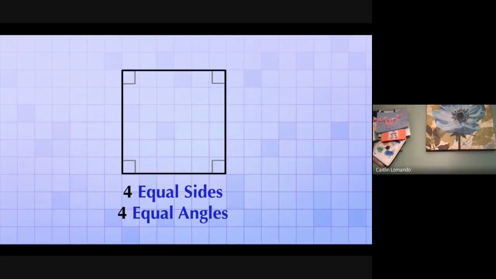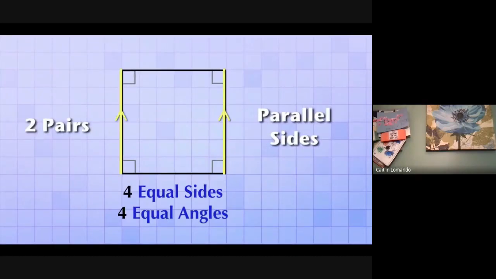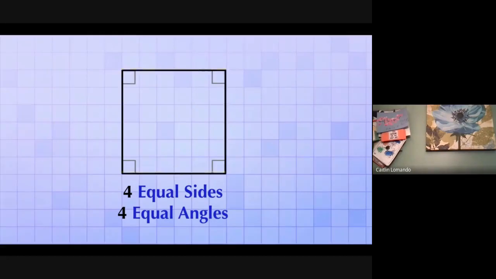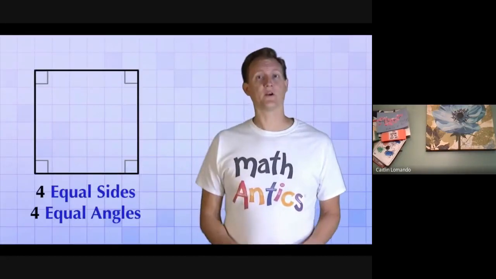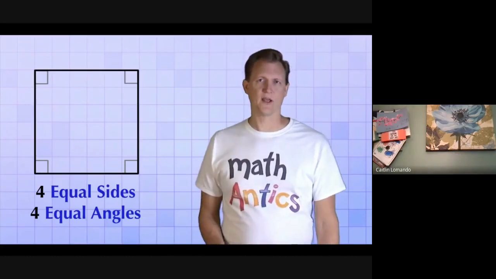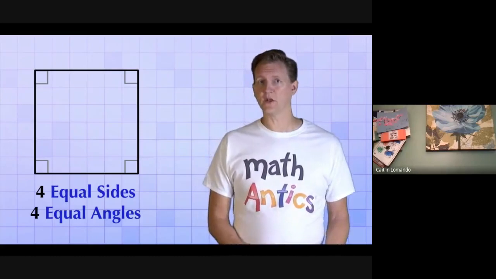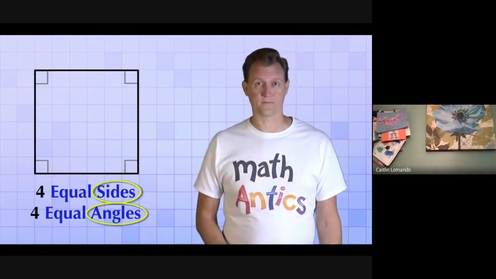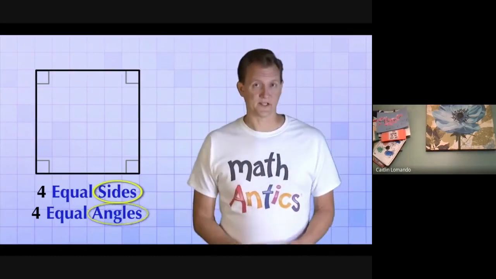Notice also that a square is formed by two pairs of parallel sides. These two opposite sides are parallel, and these two opposite sides are parallel. We'll see why that's important in a few minutes. Okay, so squares are an important type of quadrilateral, but we're going to make some changes to the square to see what other types of quadrilaterals there are. The two things that we can change are the sides and the angles. Let's start by changing the sides.